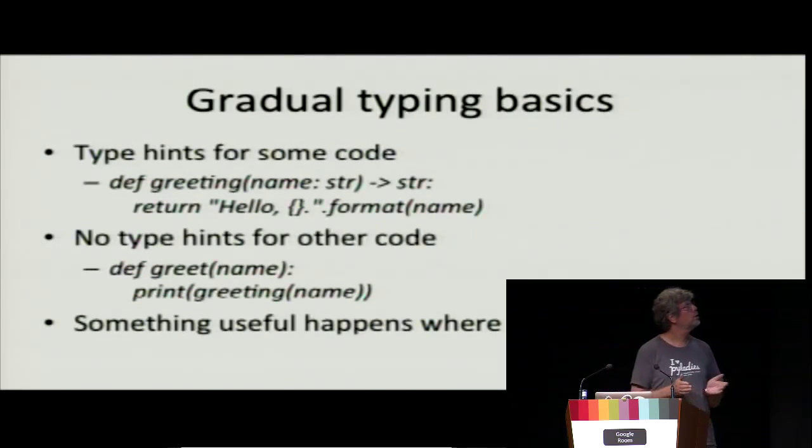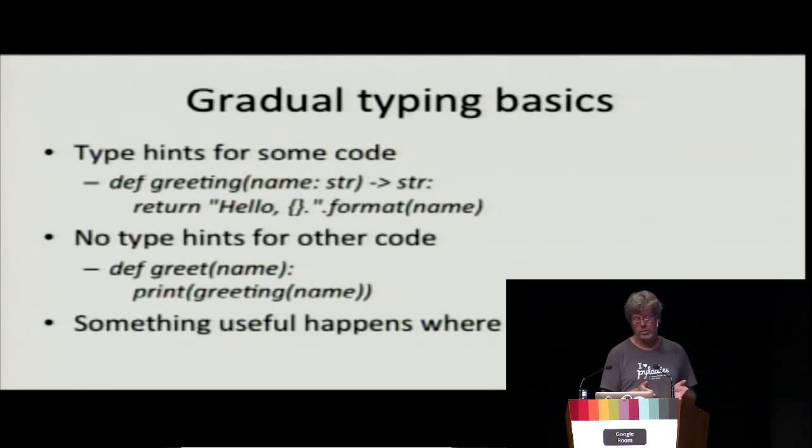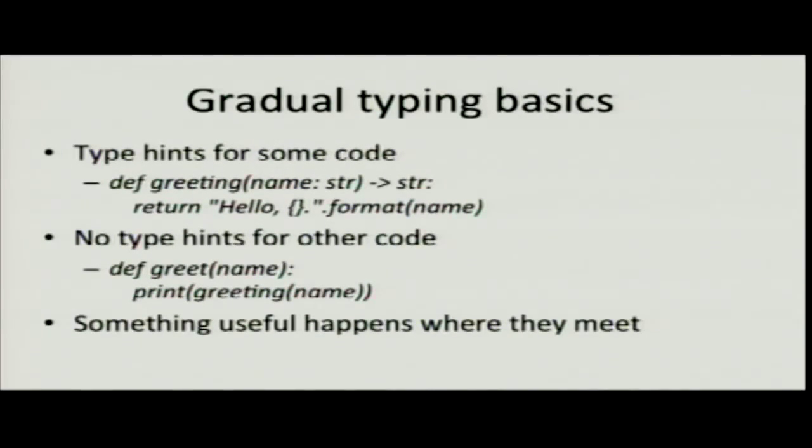Here's a very simple function named greeting. It has an argument with a type, and it returns a type. It happens to be both strings. Then there's a function greet that calls the function greeting. Greet does not use annotations. Greet is not type checked. The basic idea of gradual typing is that both functions can occur in the same program, even in the same module, and a type checker is required to accept that code.